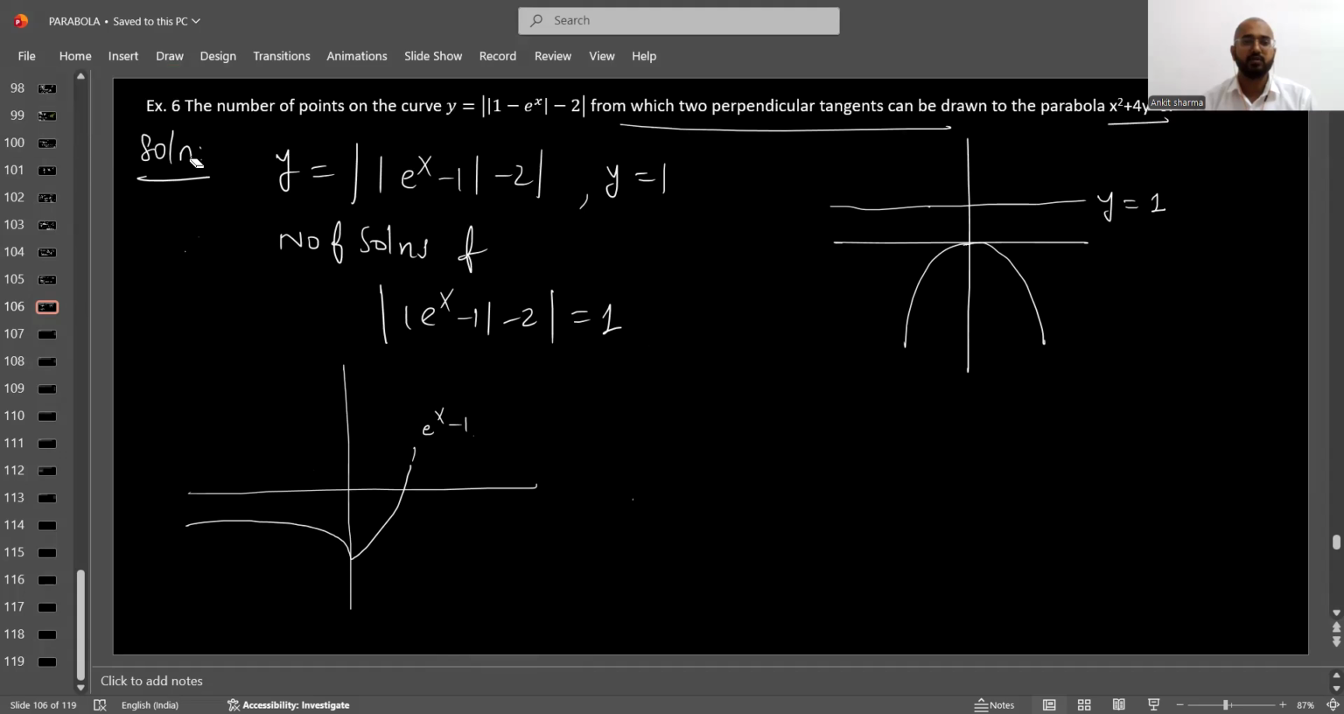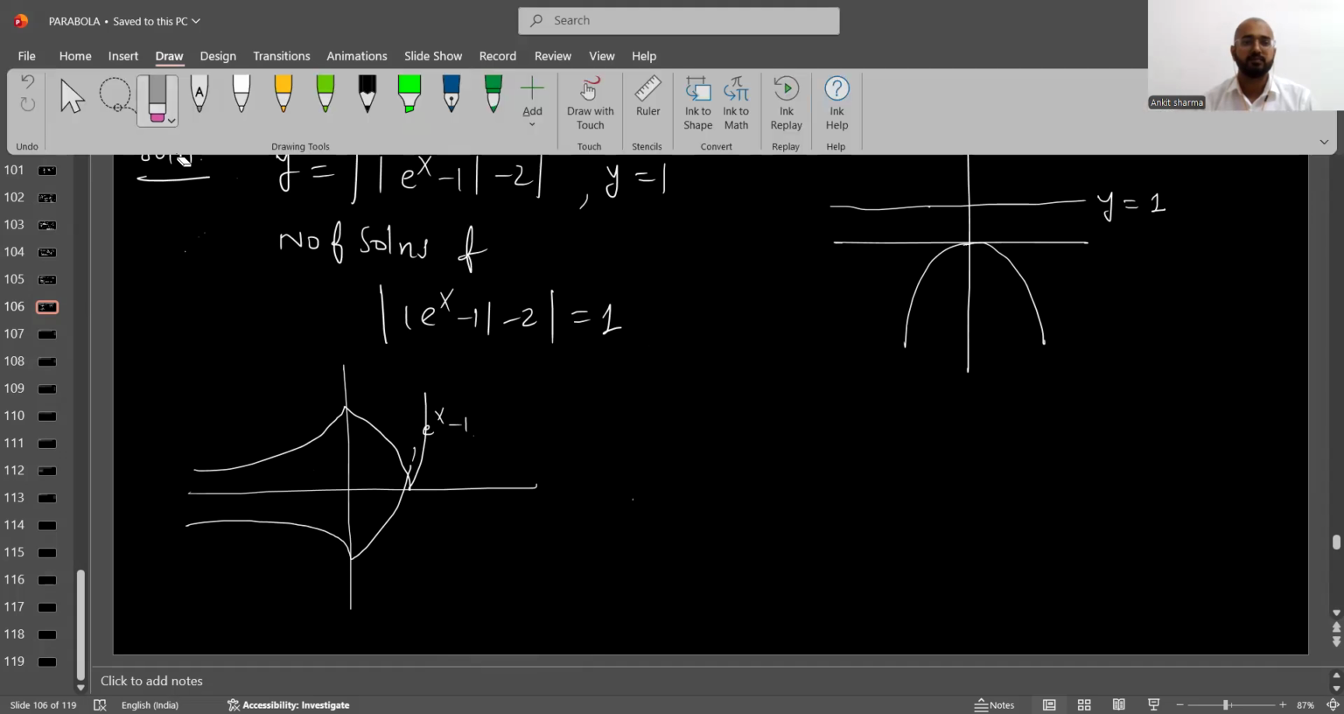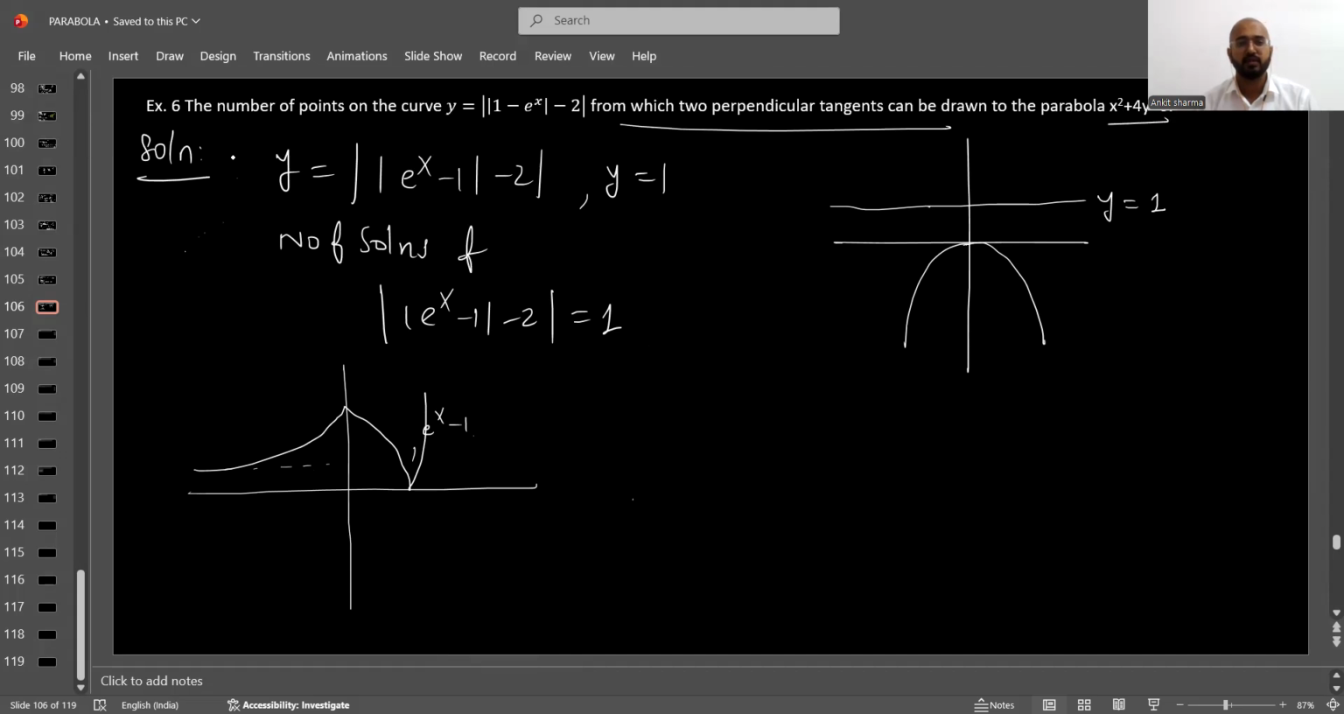And now I need to take its modulus. If I take its modulus, again whatever portion is below the x-axis, starting from here, will now be flipped up. So I'm going to have a graph this way. And this point would be x, y is equal to 1 basically. So this y is equal to 1 will serve as the asymptote to this curve. That means I have y is equal to 1 intersecting only at 2 points, this point and this point.